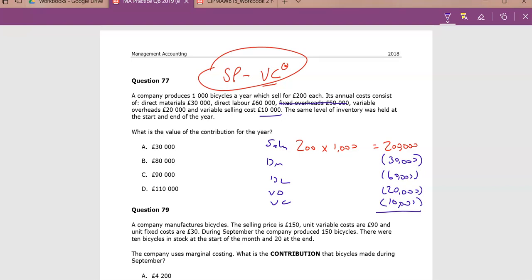200,000 minus 30,000, minus 60,000, minus 20,000, minus 10,000 gives us 80,000. So your answer is B. Yes, your answer is B. That's 77.